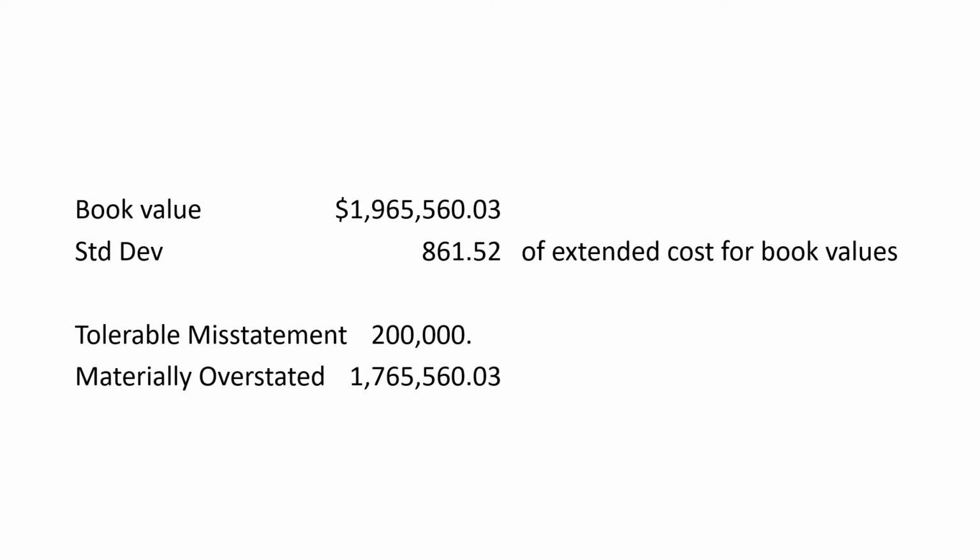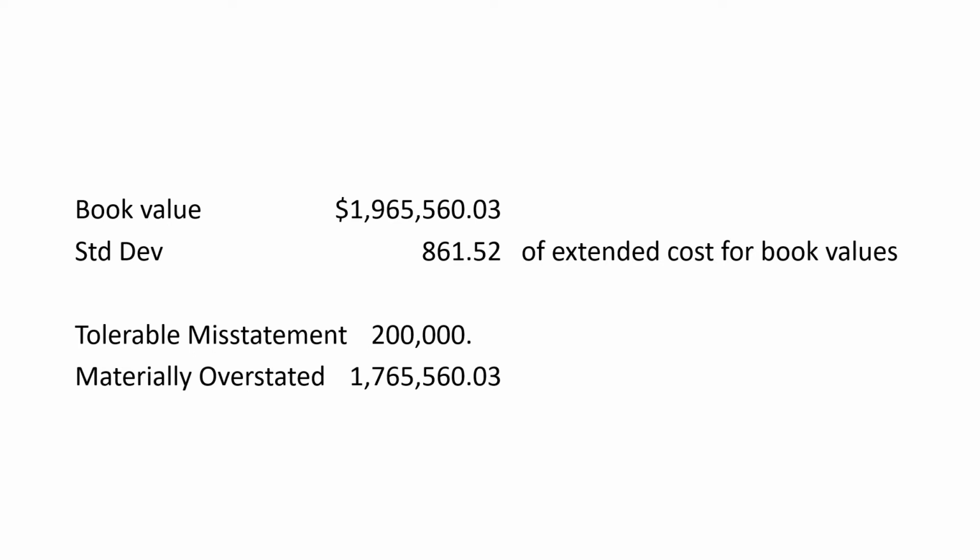The partner tells us tolerable misstatement is $200,000. So that's about 10% of book value, isn't it? So instead of 196,550, he just says, let's use 200,000. So inventory will be materially overstated if the actual value of inventory is less than 1,765,560.